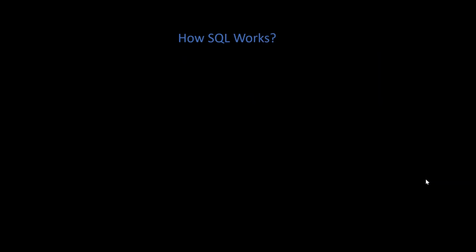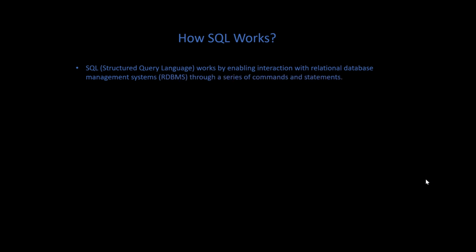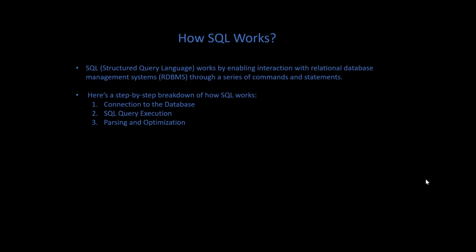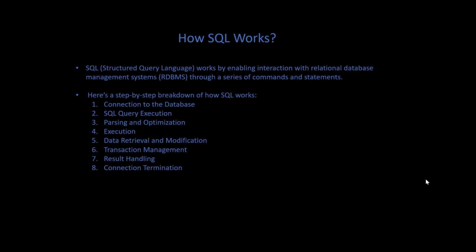Now let us see how SQL works. SQL works by enabling interaction with a relational database management system through a series of commands and statements. Here's the step-by-step breakdown of how SQL works. One is connecting to the database. Next will be SQL query execution, followed by parsing and optimization, execution, data retrieval and modification, transaction management, result handling, and connection termination. These are all the steps that depict how SQL works. Let's see each of them step by step.